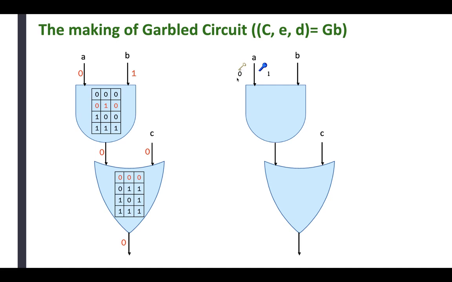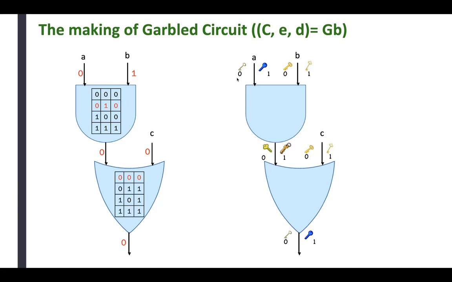So we are going to repeat this exercise for every wire in the circuit. Let's now do it for the second wire, B. Again, we pick two keys. Then we do it for the output wire of the first gate. We do it for the next wire, and lastly for the output wire. So we pick two keys for every wire.